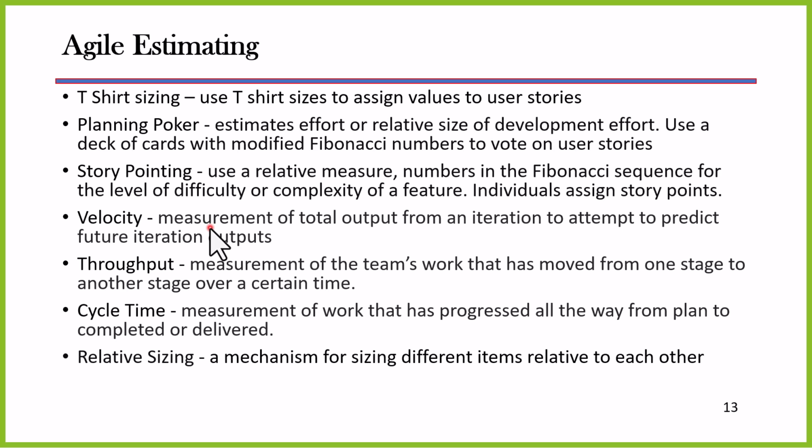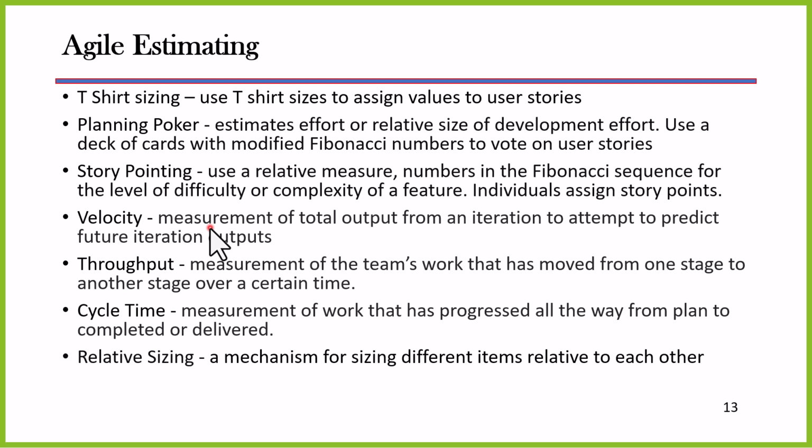Now, velocity. Velocity is a measurement of the team's work that has moved from one stage to another stage over a certain time. It's an average, basically. So obviously, when I start off measuring the velocity, I am going to have a lot of inaccuracy at the beginning because I don't have much data. But as I complete more and more iterations, now I am establishing an overall average, and I'm going to use that overall average to help me estimate the velocity of future iterations. And it can become very, very accurate over a period of time.